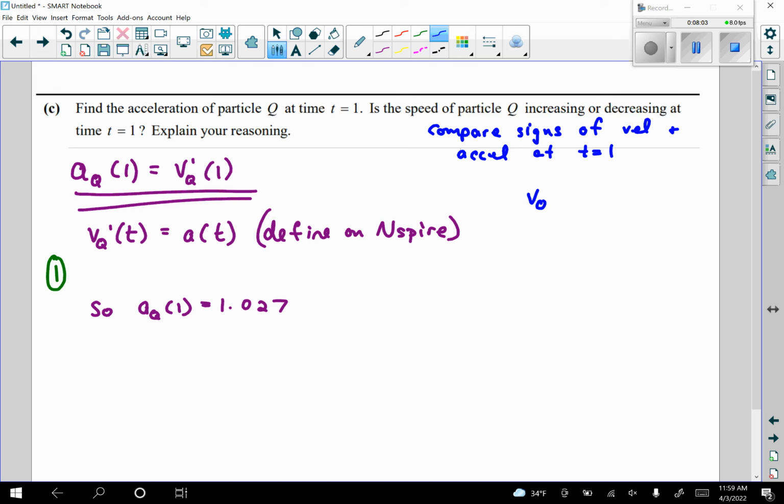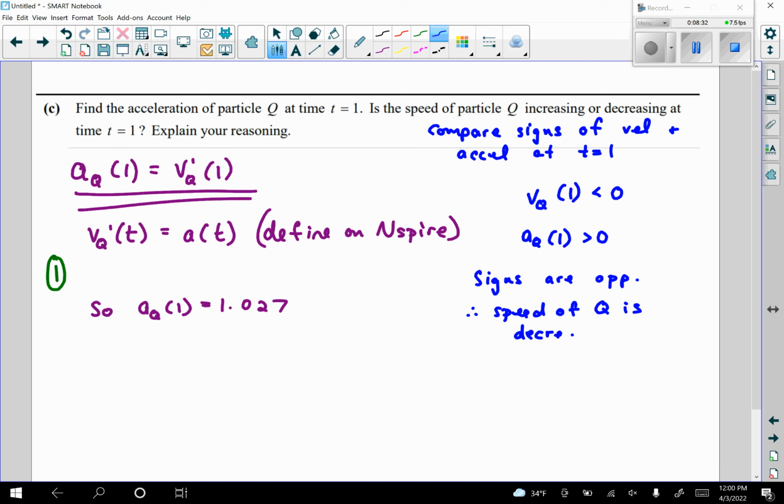So we know the velocity of particle Q at time t equals 1 was negative, and here our acceleration of particle Q at time t equals 1 is positive. So when the signs are opposite, the speed of the particle would be decreasing. You get the other point for that. So just 2 points for part C.